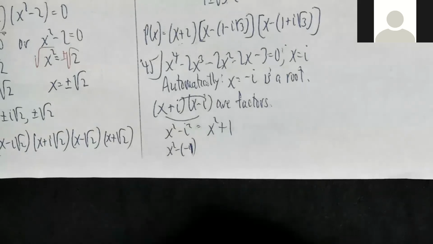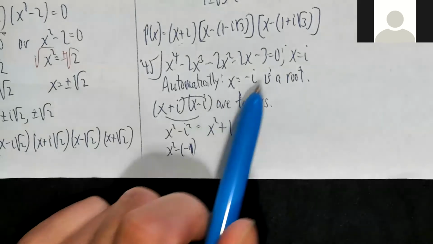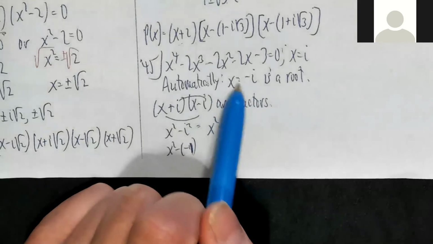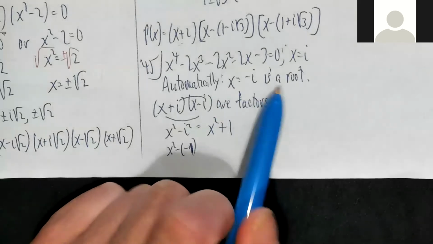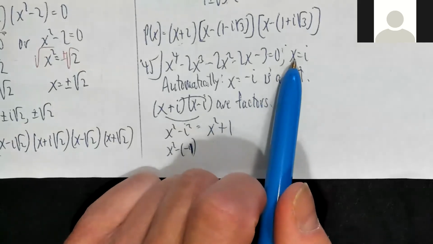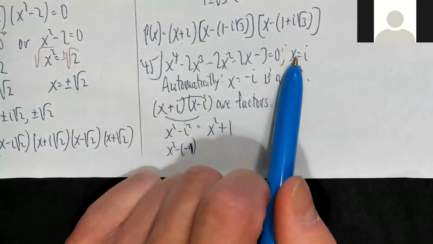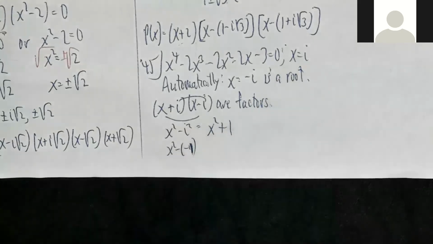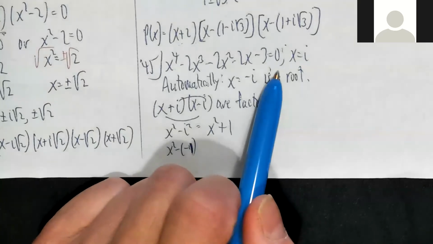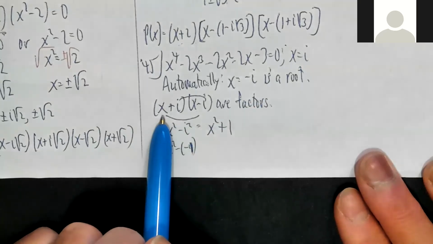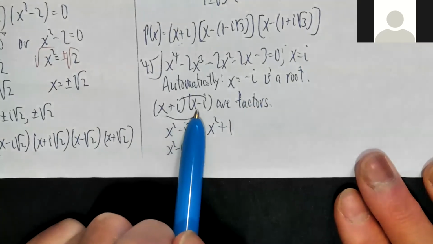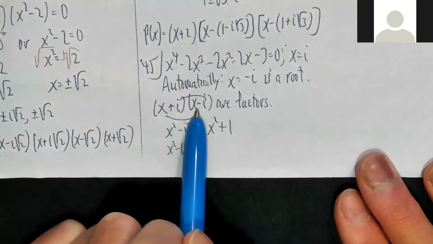All right, so x equals i is a root, a zero solution. Automatically x minus i is a root. Now, I could do synthetic division on i, but I'd rather not. It's a little bit clumsy, right? I don't want to do i's. I like real stuff. So that means I know x plus i is a factor. I know x minus i is automatically a factor also.